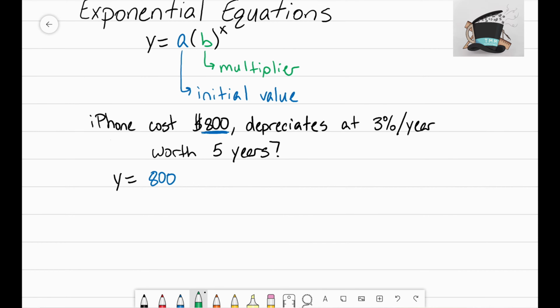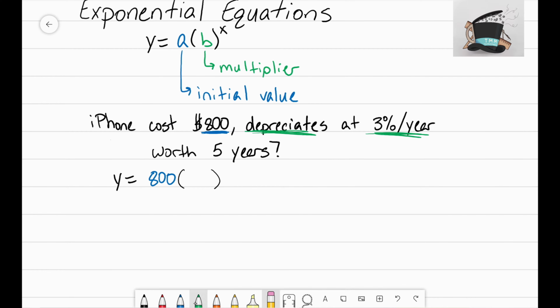Now, the next step is to figure out what our multiplier is. Our multiplier is what's going to inform us on whether we're going up or going down, and how much that's going to be happening every month, week, year, whatever. Well, here we learn that this iPhone is depreciating at 3% every year. Now, before you run and quickly try to type in 3%, that is incorrect. We can't just throw the 3% in there. We need to first switch that to a decimal.